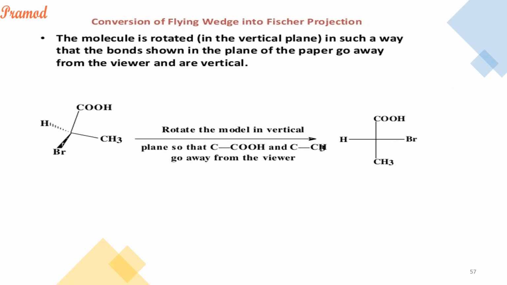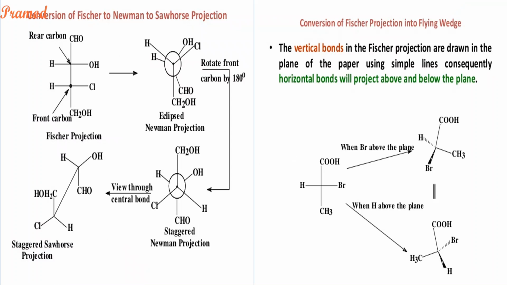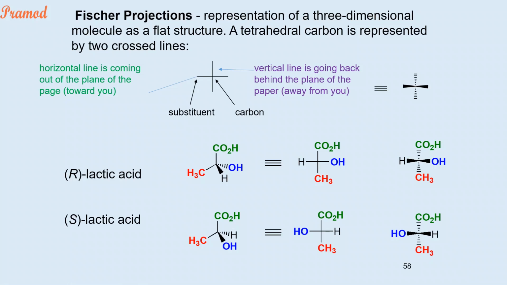So the molecule is rotated in such a way that the bond should be shown in the plane, with the wedge going away from the viewer and vertical. So vertical line represents what? The vertical lines, okay, COOH, they are towards you, and your horizontal lines are away from you, that's shown by a dotted line. Okay, so this is how you can convert your Fishers into your wedge formula.